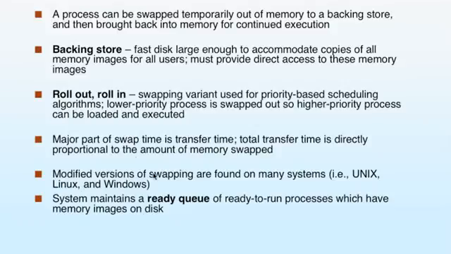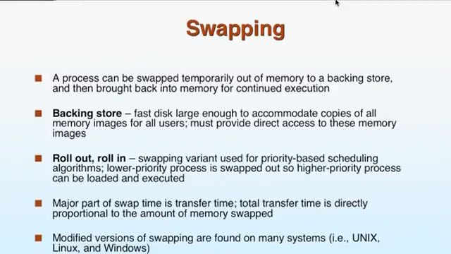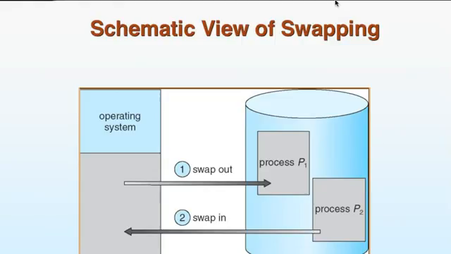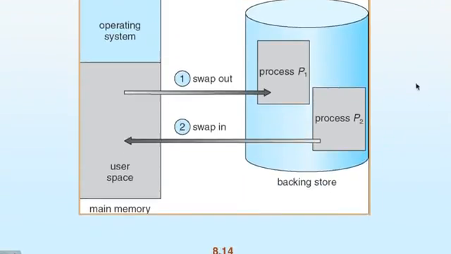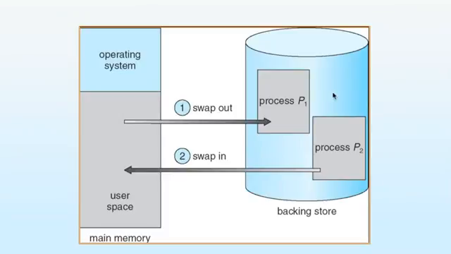So the system maintains what's called a ready queue as well. The ready queue is the ready-to-run processes, which have memory images on the disk as well. So here's a schematic view of the swapping in terms of what I was describing. And over here is the backing store. It's supposed to look like a hard drive. It looks like a little cylinder, actually.